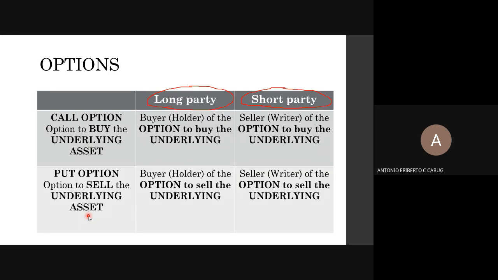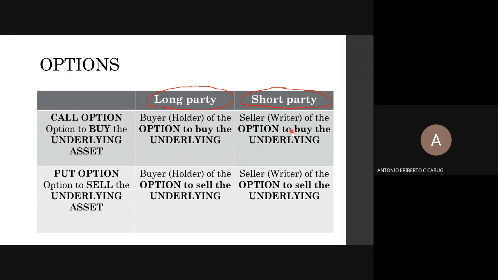Okay? So, when you are the option holder and you are holding a call option, you have the right to buy the underlying asset. When you are holding a put option, bumili ka ng put option, you have the right to sell the underlying asset. Regardless whether you are holding a call option or a put option, you are the long party because you are the buyer, aka the holder of the option.